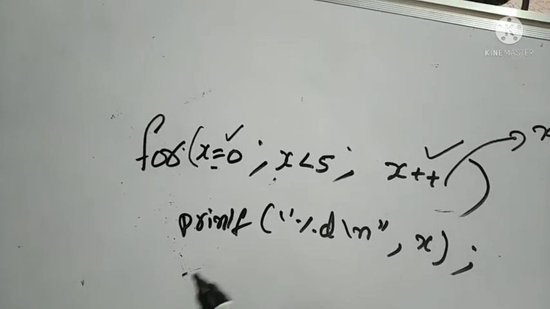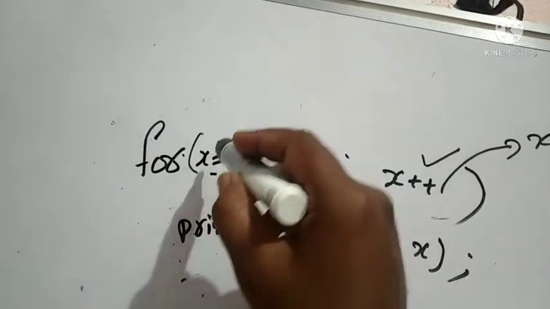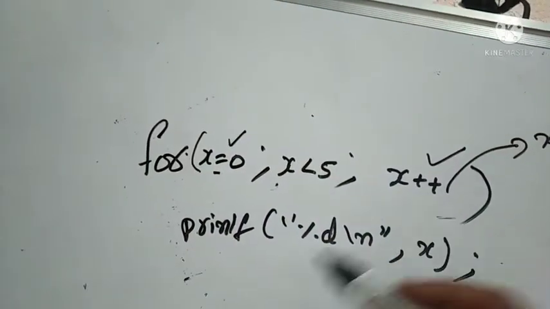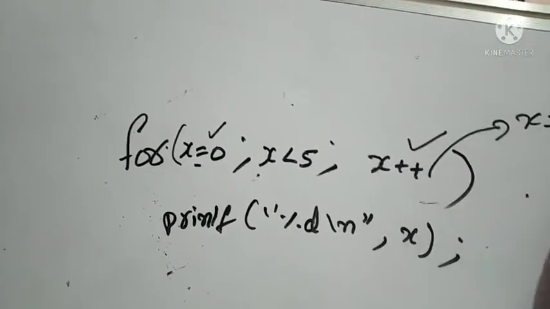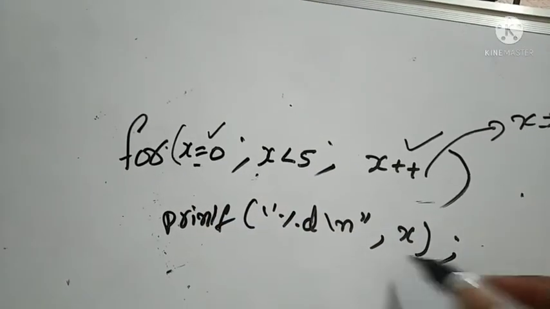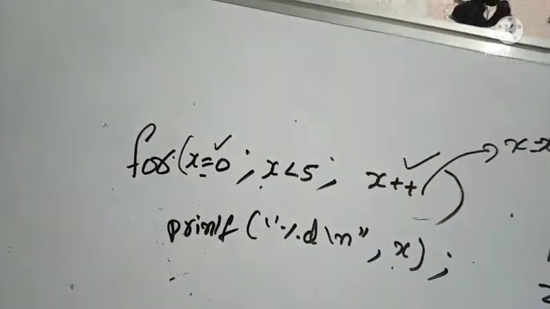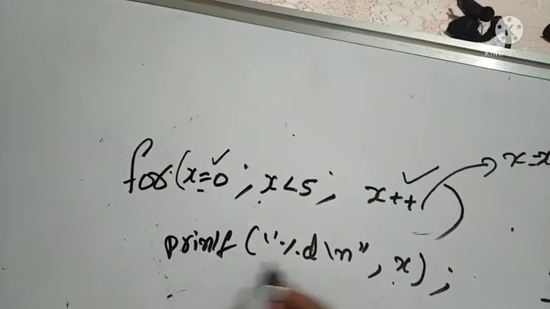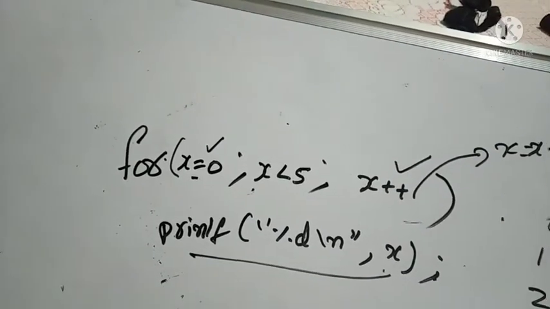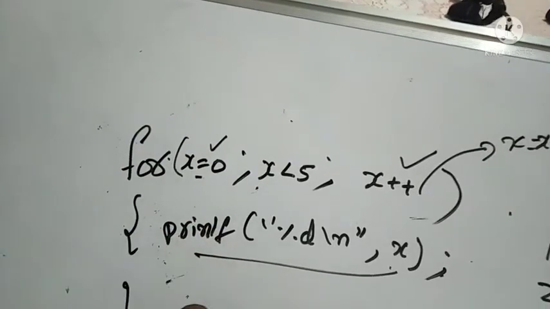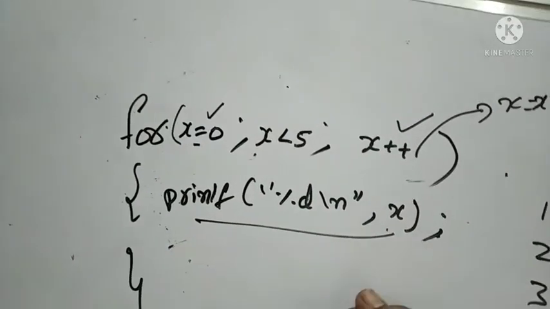So it is similar to three things: the starting initialization, then increment and conditional check. After executing this instruction, the value of x will be displayed. The starting value of x is 0, then 1, 2, 3, 4. When it reaches 5, it will come out of the loop. If there is one instruction, I will use a statement with a semicolon at the end. If we have more than one instruction, we go for flower brackets.